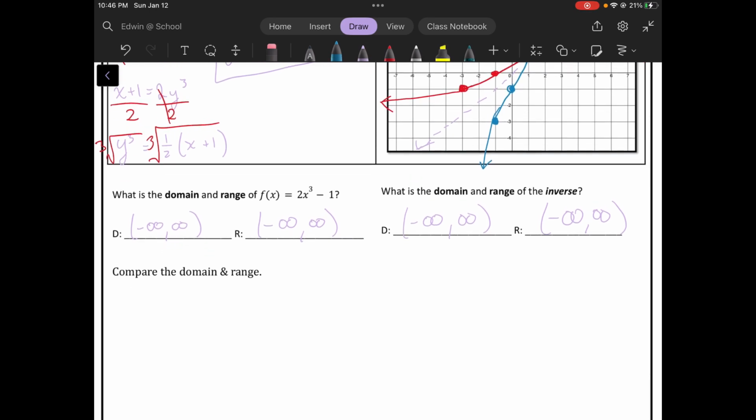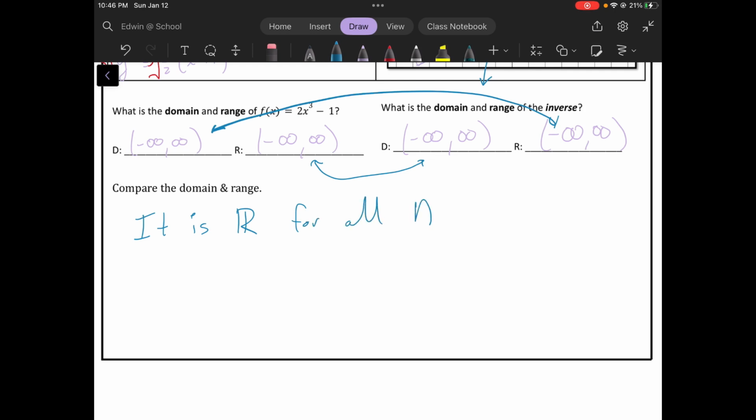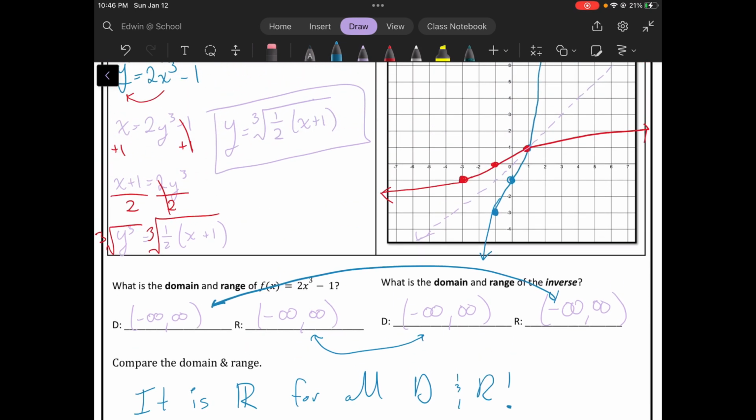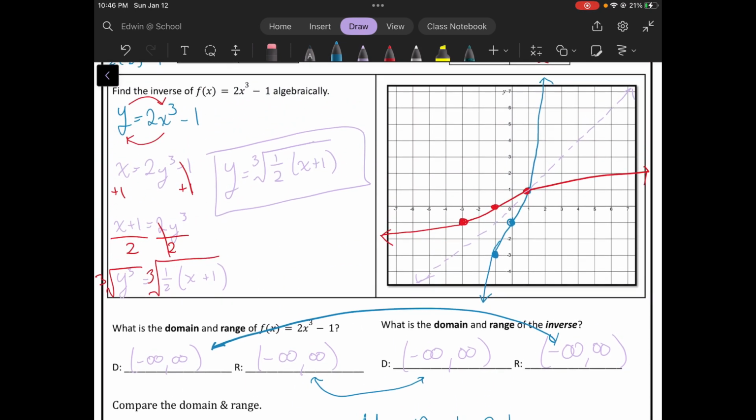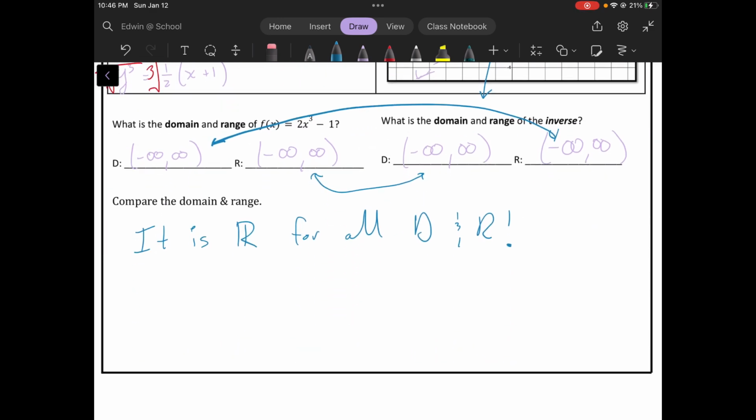So now if we're asked to compare the domain and range, we notice that they are all the same. If we were to flip these around, we would get equivalent values. So we could say that it is all real numbers for all domain and range. The reason is that we didn't have to make any type of adjustments on any of the functions so that we can make it technically a function by definition. So what we'll write is no adjustments were made to the functions.